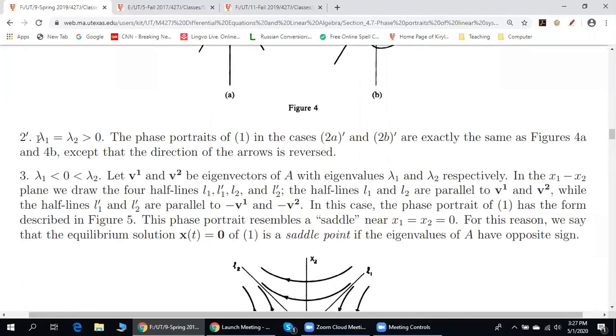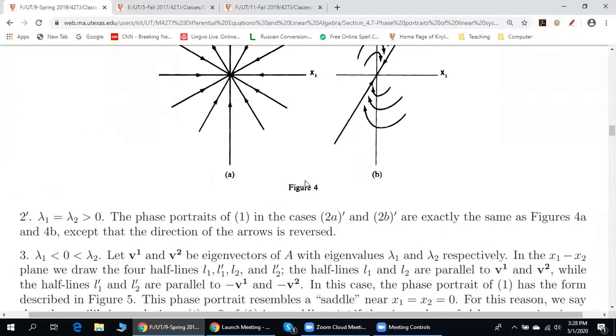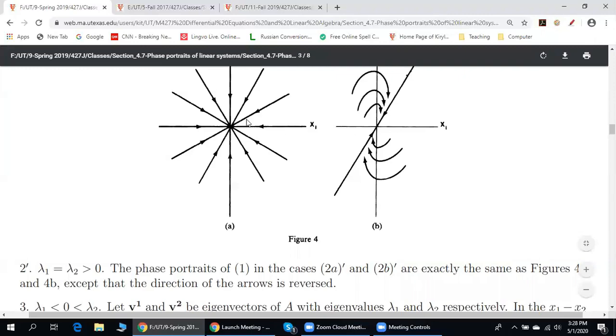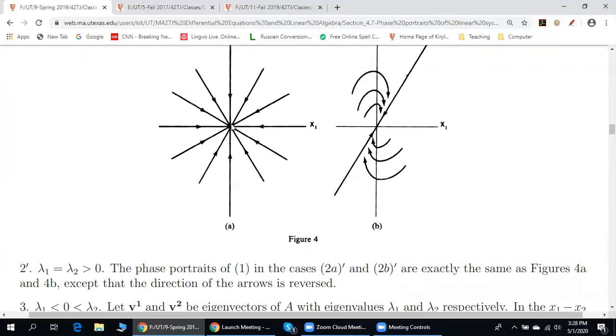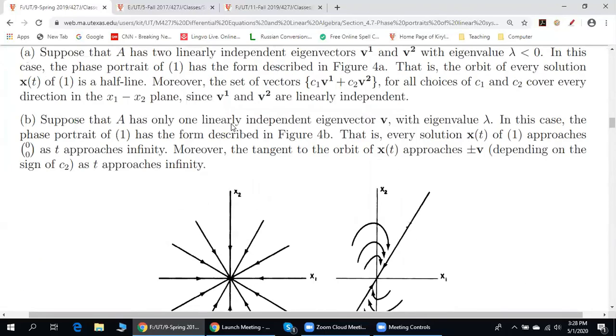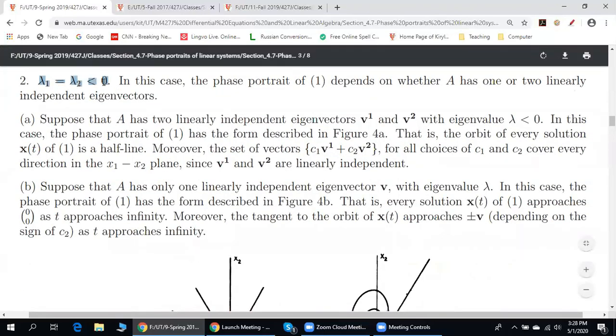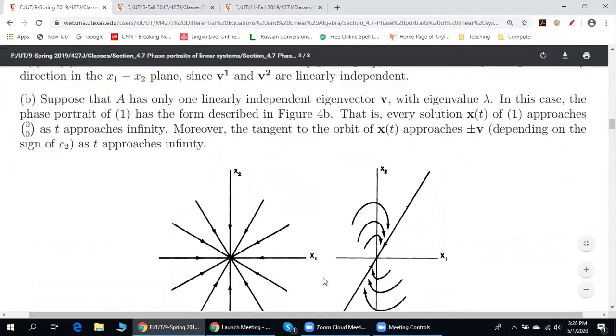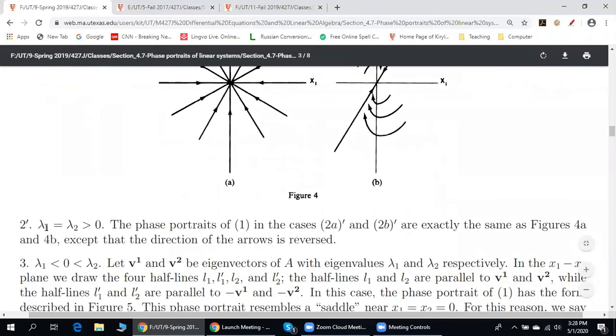Next. If both lambdas are equal and greater than 0, we have the same pictures, but the arrows point away from the origin. So in this case, all solutions are not stable.